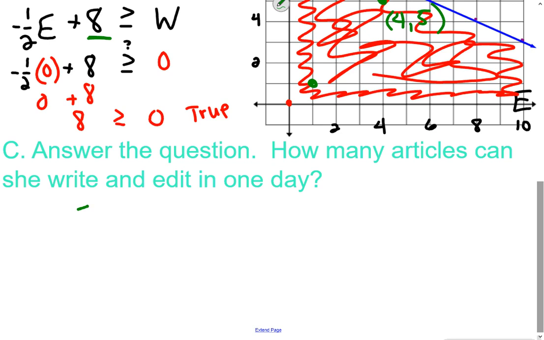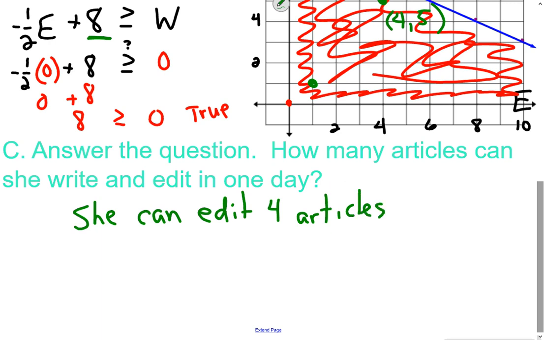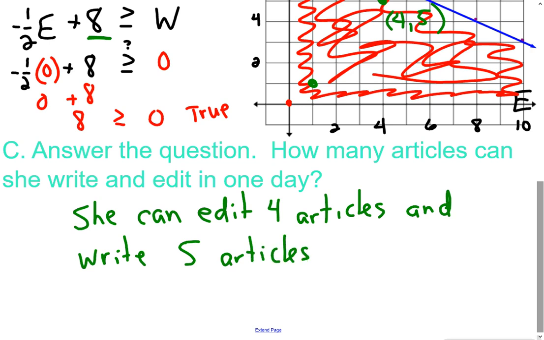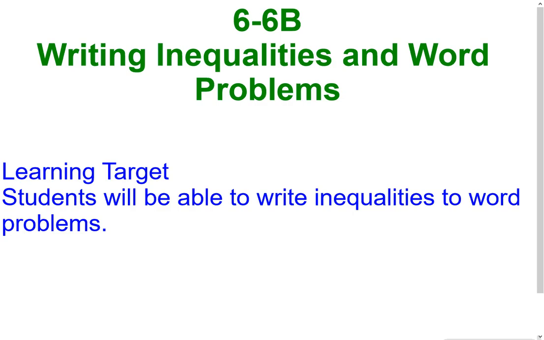I'm going to write, so I would answer this by saying she can edit 4 articles. I'm struggling to spell the word articles. I apologize. Let's try that. There we go. She could edit 4 articles and write 5 articles. And that's going to conclude my lesson on writing inequality word problems.